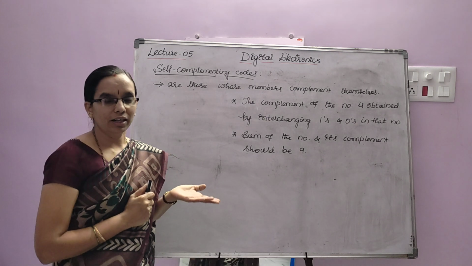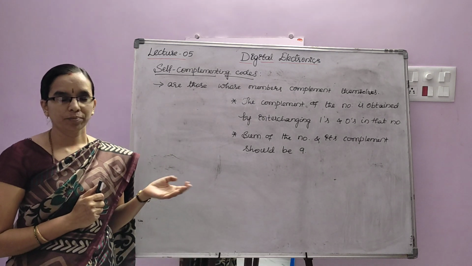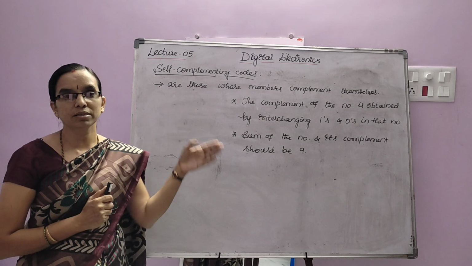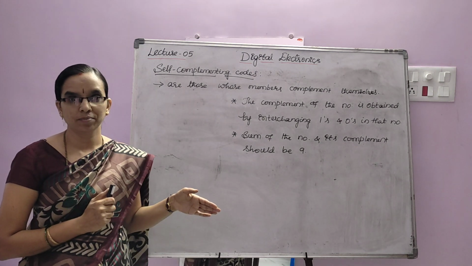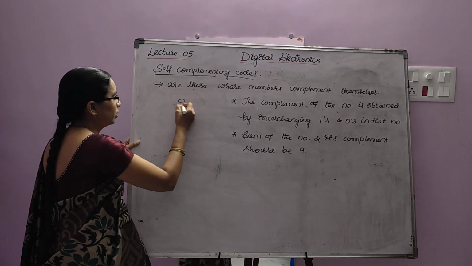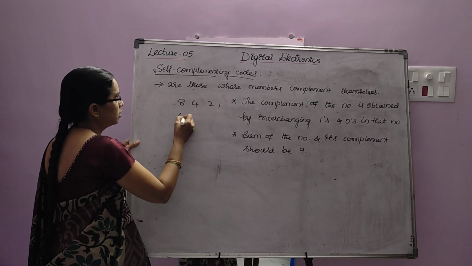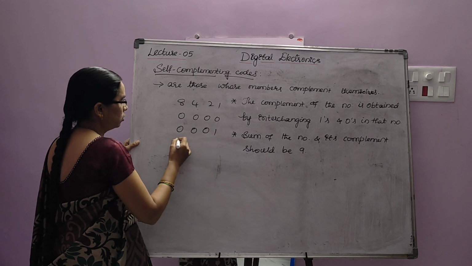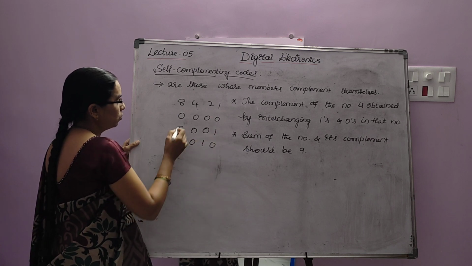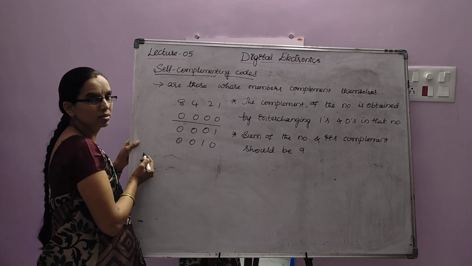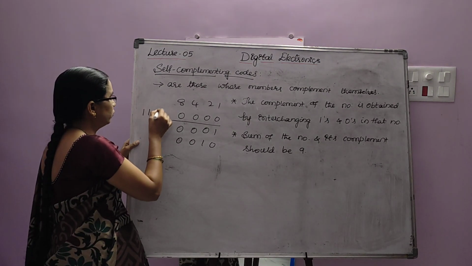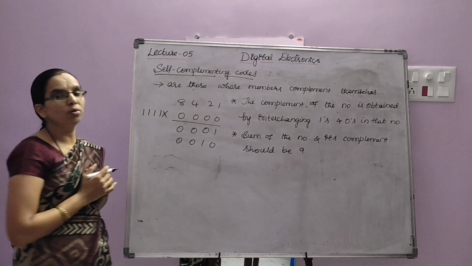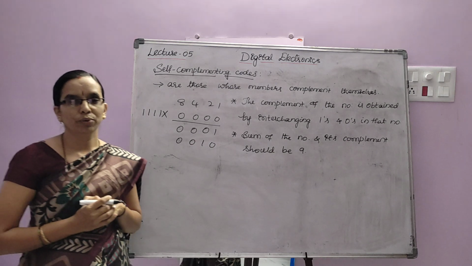Then we can tell that it is a self-complementing code. Any code will be representing the 0 to 9 of decimal. For example, 8421. In 8421, 0000, 0001, 0010. What is the complement of this 0000? It is 1111, which is an invalid combination in 8421 code.